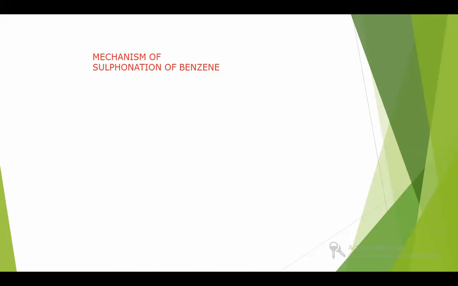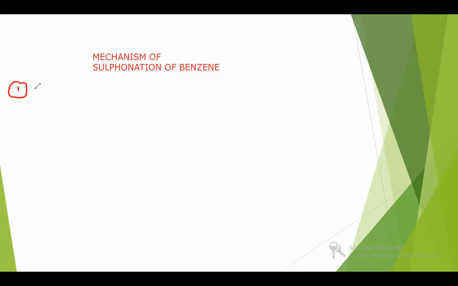In this session, we'll continue with the mechanism of the sulfonation reaction, the mechanism of sulfonation of benzene. We know that in the sulfonation reaction, benzene is treated with concentrated sulfuric acid, which forms C6H5SO3H with the formation of H2O. How does it form? This mechanism, like nitration, halogenation, Friedel-Crafts alkylation and acylation, has three steps.